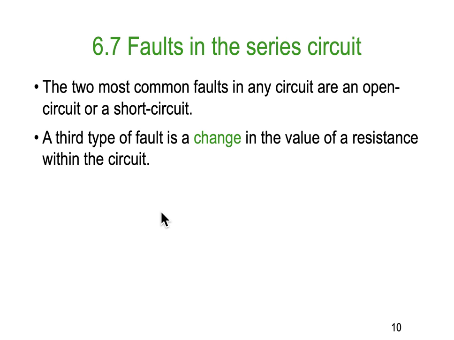So into our final little section for series circuits, finding faults in series circuits. The two most common faults in any circuit are an open circuit or a short circuit. A third type of fault is a change in the value of a resistance within the circuit. So you might have a resistor that's normally 10 ohms, and for some reason it's got really, really hot and been damaged, and its resistance goes from 10 ohms to 30 odd ohms. So it does happen that when resistances in circuits get very hot, they actually change their resistive values.